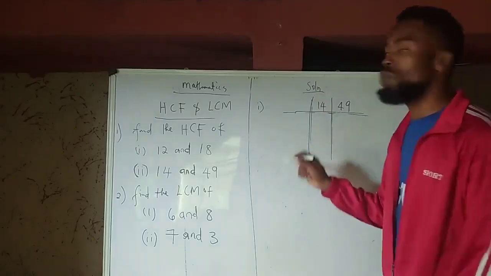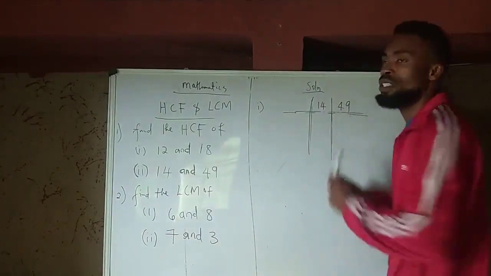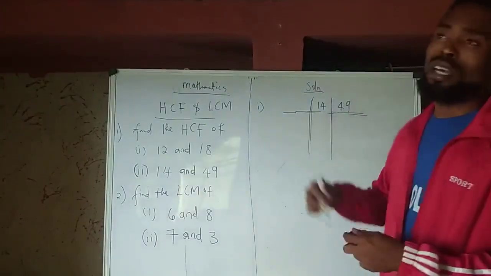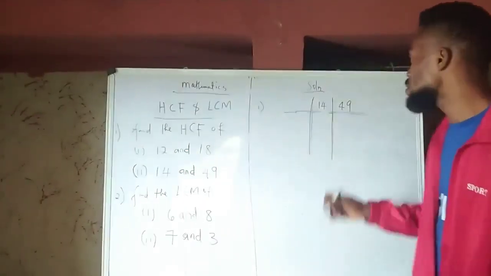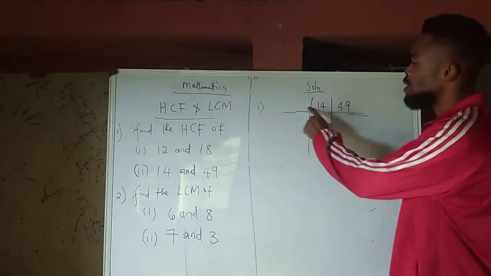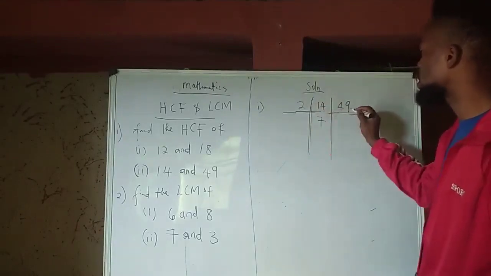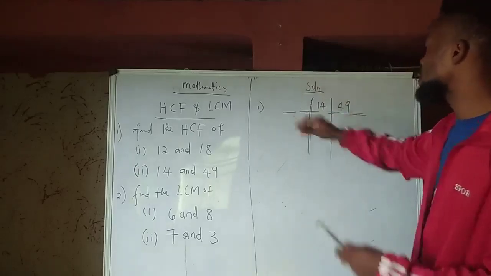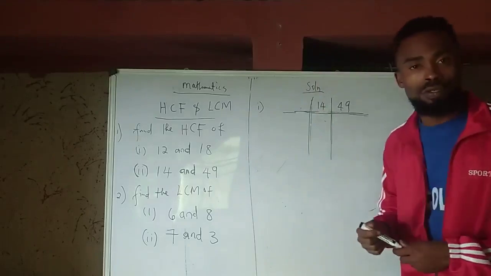Now we are supposed to start with a number that can divide through 14 and 49 without a remainder. Most times the numbers should always be prime numbers, of course. So let's start with 2. 14 can be divided by 2 and you get 7, but 49 cannot be divided by 2, so we cannot go with 2. 3 is also not a factor of 14, neither is it a factor of 49.